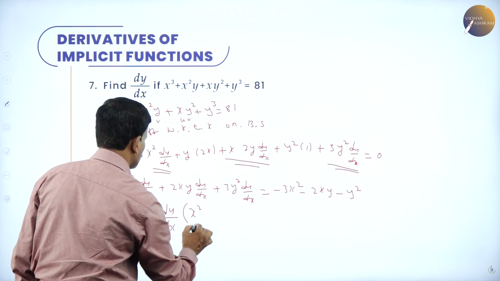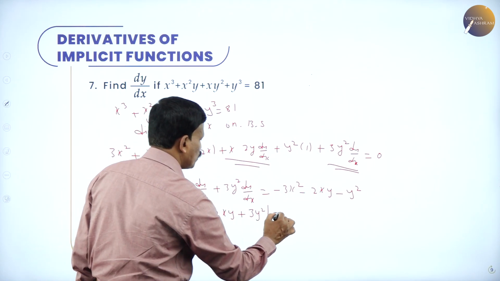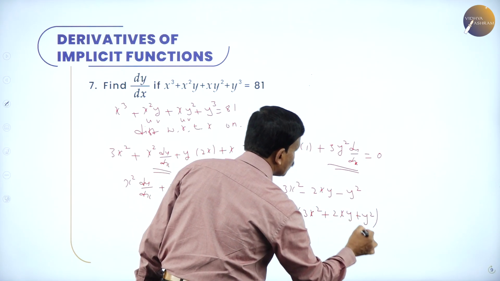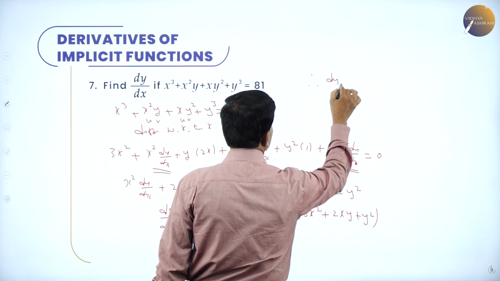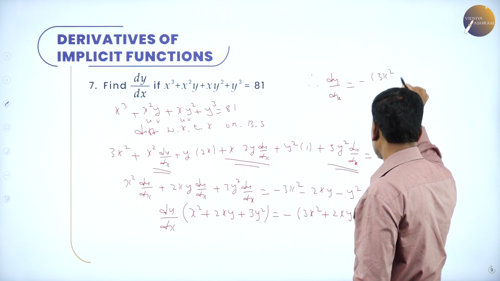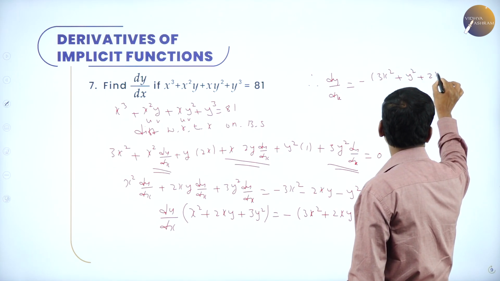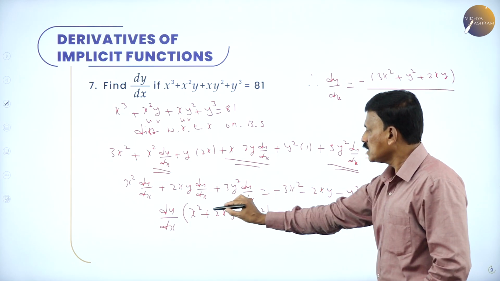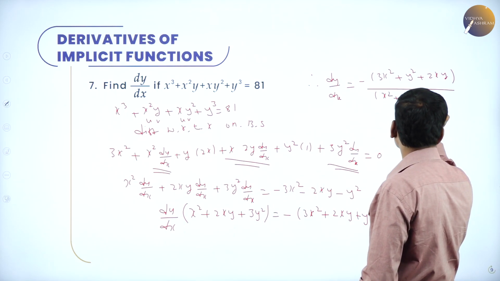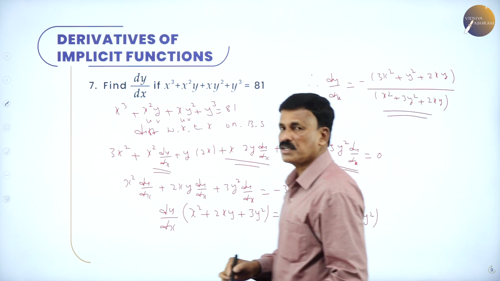What is left over? x square plus 2xy plus 3y square is equal to, you can remove minus out, minus of 3x square plus 2xy plus y square. So therefore dy by dx, the required answer, is equal to minus of 3x square, put it in order, plus y square plus 2xy, whole divided by this denominator x square plus 3y square plus 2xy. This is the required answer.